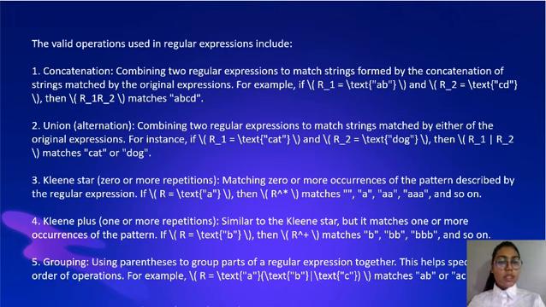The second one is union, or alternation, combining two regular expressions to match strings matched by either of the original expressions. The third one is Kleene star, zero or more repetitions, matching zero or more occurrences of the pattern described by the regular expression. The fourth one is Kleene plus, one or more repetitions, similar to the Kleene star, but it matches one or more occurrences of the pattern.